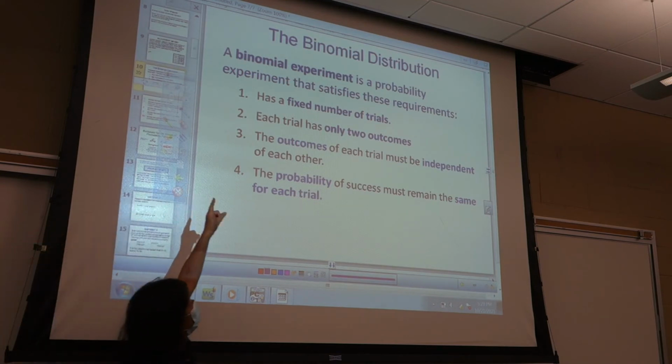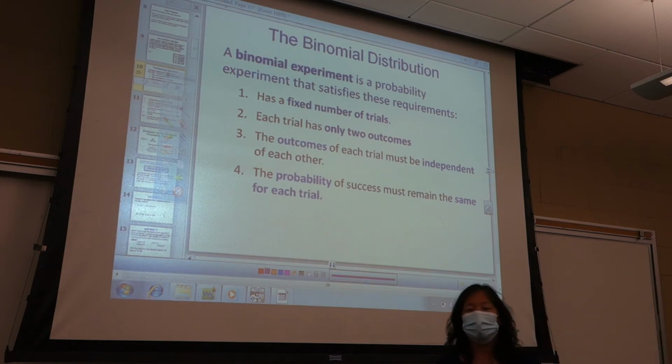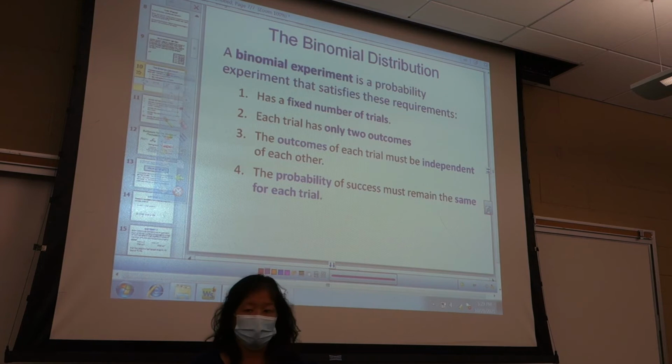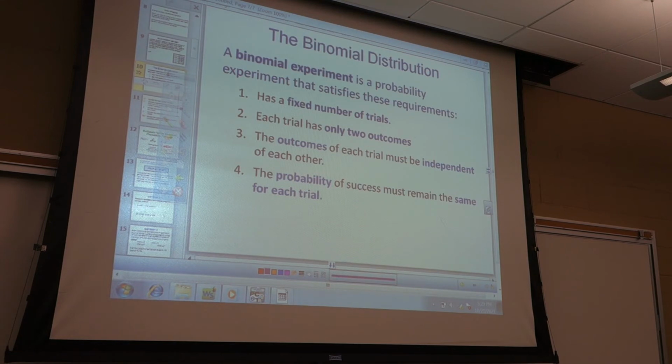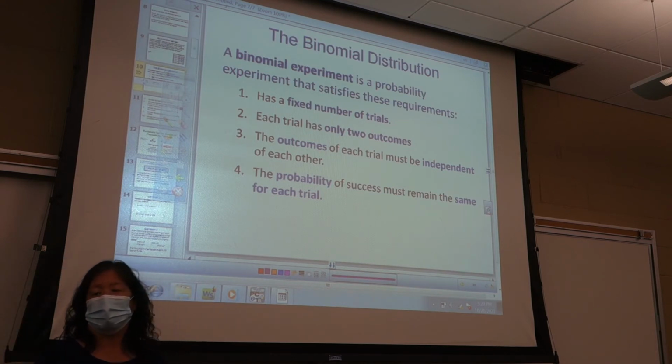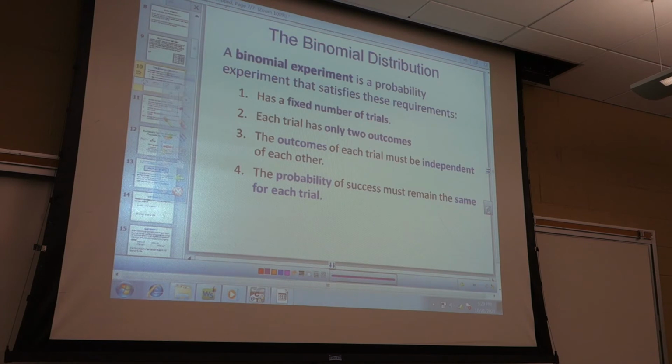The other thing that has to happen is number 1, a fixed number of trials. So in other words, you know ahead of time when you're going to stop. You're only going to flip a coin 10 times, or roll a dice 6 times, or draw 8 marbles, or sample 12 people. Right? You know before you start how many you're going to sample. And then 3 and 4, they kind of go together. The probability of each trial has to stay the same. So every time you flip a coin, its probability stays the same. It's 1/2. Every time you roll it, or you pick a person, the probability that they own a dog should stay the same, right? So that's the 3 and 4 part.